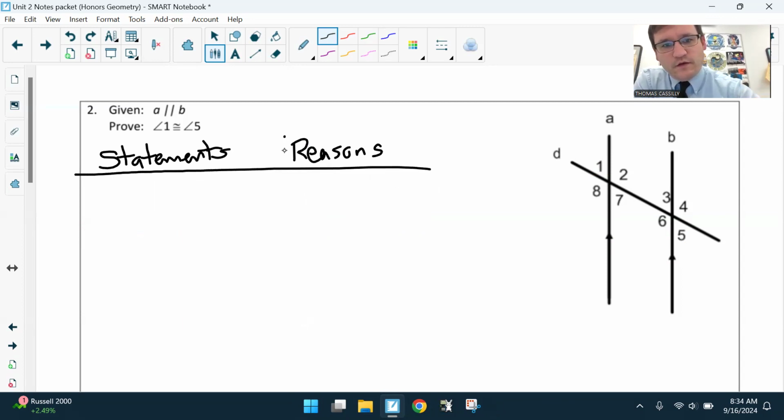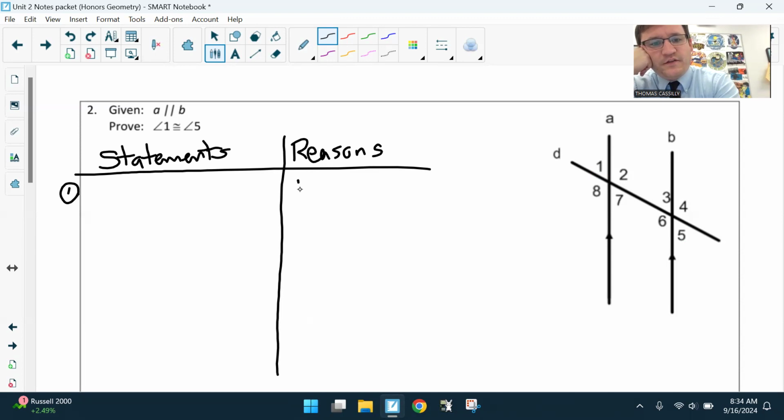All right, so every proof that we do is going to look like this, except for one section, but we're not going to worry about that right now. Step one, you can always get step one on your statements and your reasons. That's just the given information. What do we know? What is this proof telling us? We have to have something given to us, otherwise we can't really move forward.